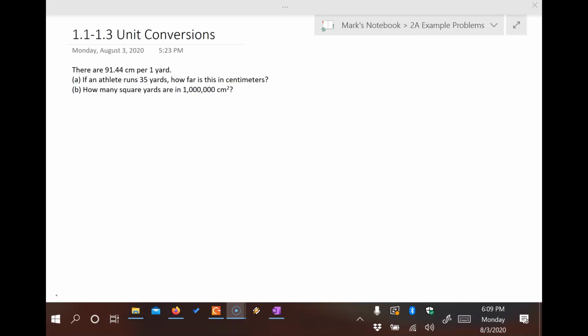All right. Here's a problem. Let's go ahead and read what it says. There are 91.44 centimeters per 1 yard. That's a conversion factor. We're given two questions. Part A asks us, if an athlete runs 35 yards, how far is this in centimeters? So let's take a look at A here.